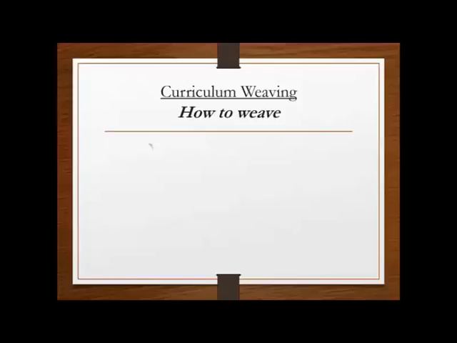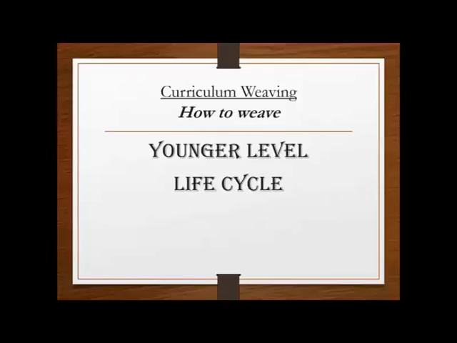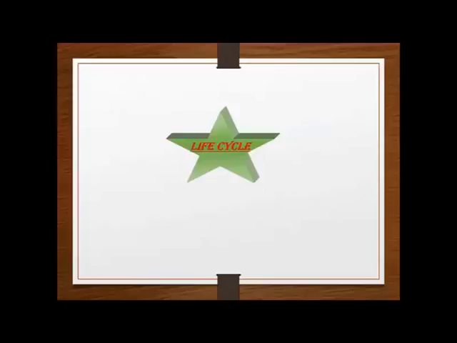Well, first we choose a level and an area of study. So here we're going to look at a younger level and the life cycle. We'll put the subject in the middle, and here we have life cycle. And then we'll look at different areas of study. So for example, we'll have reading, and we'll say, okay, we're going to pick Eric Carle. And then we'll draw the life cycle to Eric Carle.